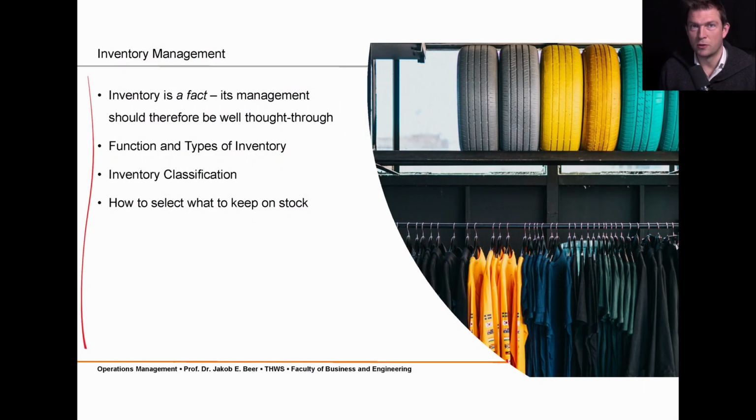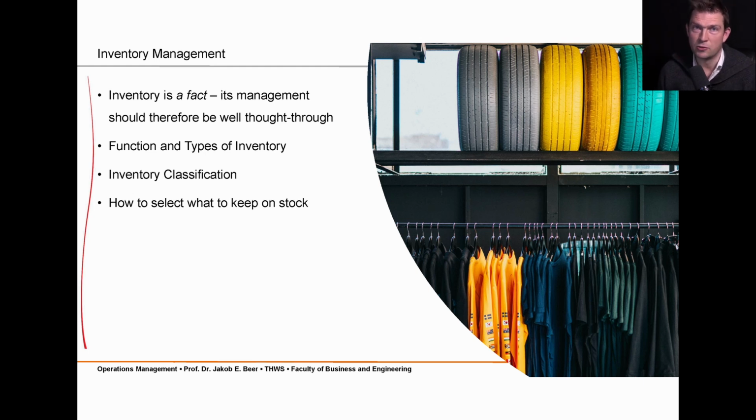That's why we need to talk about inventory management. We will briefly talk about the function and types of inventory. Here, we'll examine why inventory exists in the first place. Whether it's raw materials, work in progress, or finished goods, each type serves a distinct role in the supply chain. Understanding these roles helps us determine how much of each type is necessary.